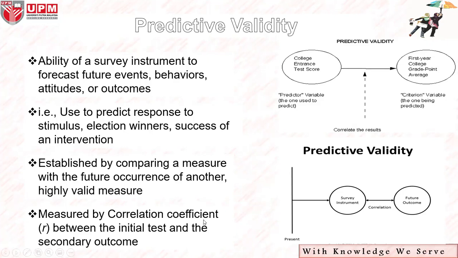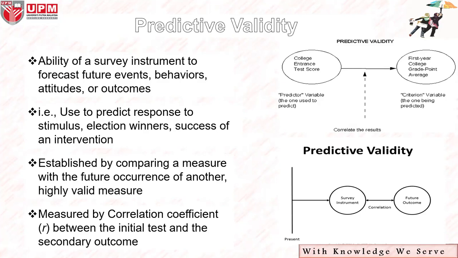Okay, we measure by the correlation coefficient between the initial test and the secondary outcome. So this is an example, college entrance test score. Contohnya sebelum seorang graduan tu masuk ke college ataupun universiti, kita bagi satu test which is the college entrance test score. So based on this test score, dia akan tengok, okay, the student ni dia boleh survive tak after first year college ni. Dia akan predict. Maksudnya ni yang akan digunakan sebagai ujian kemasukan. Contohnya yang you all jadi PTD, contohnya ada ujian kemasukan.